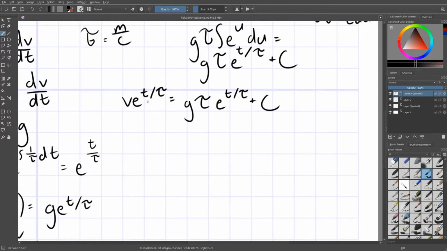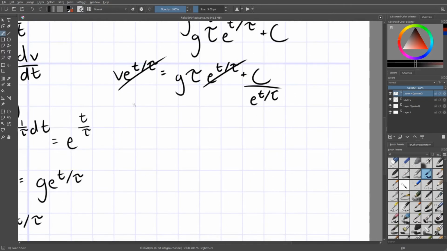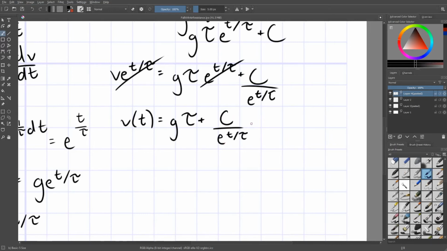And what we can see here is we can divide both sides by e^(t/τ). And now we get something like this: V as a function of time equals g times τ plus c over e^(t/τ). Now we need to solve for this generic constant c, right?